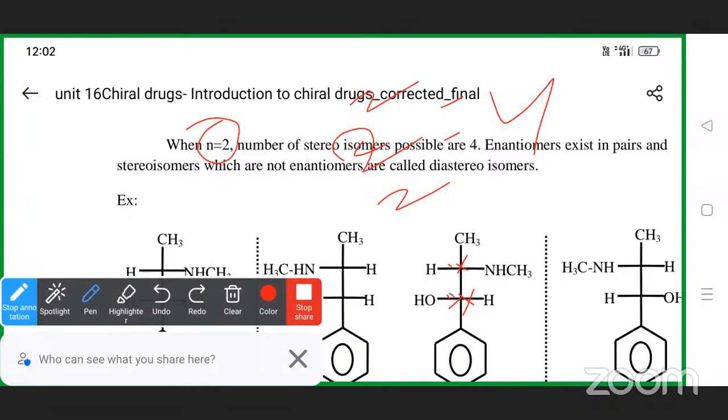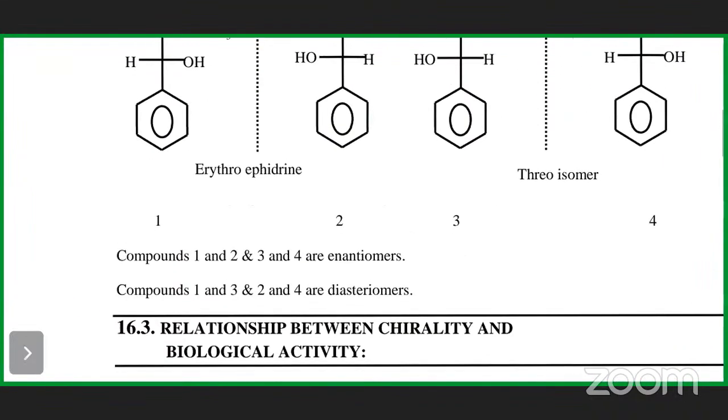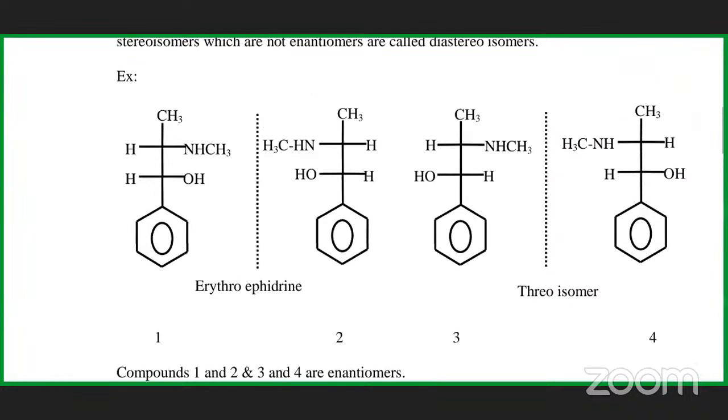In this way, if n equals 3, then 2 power 3 is 8, so there are 8 isomers possible. With an increase in the number n, the isomeric pairs, the enantiomeric pairs, will increase. See the four isomers here, labeled 1, 2, 3, 4.